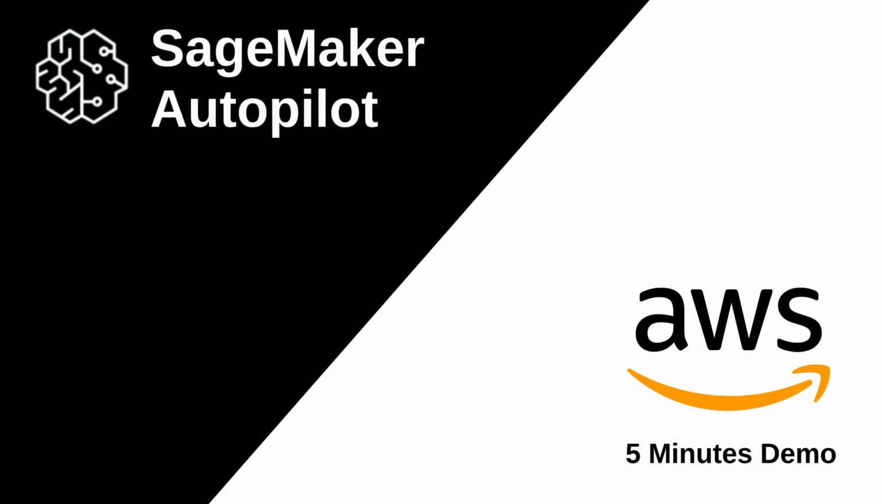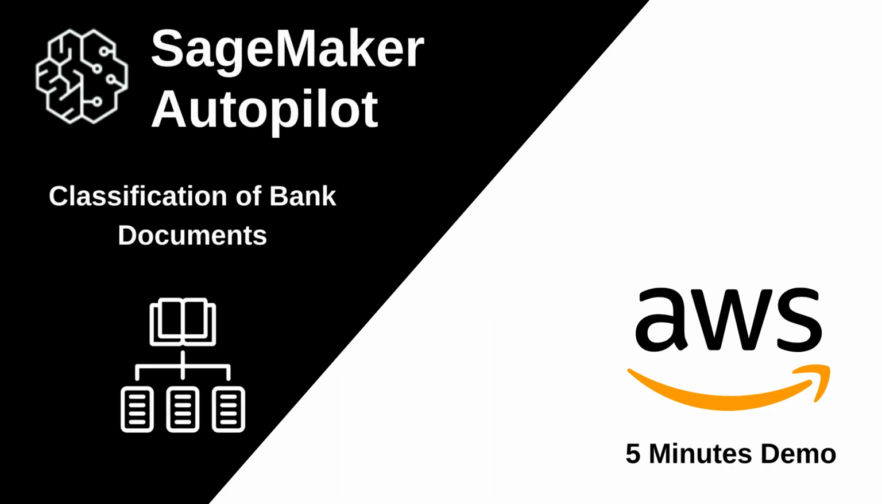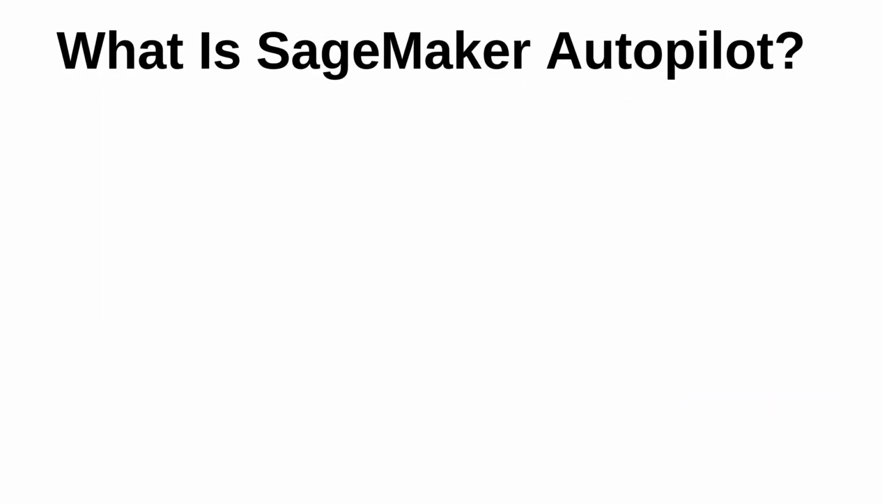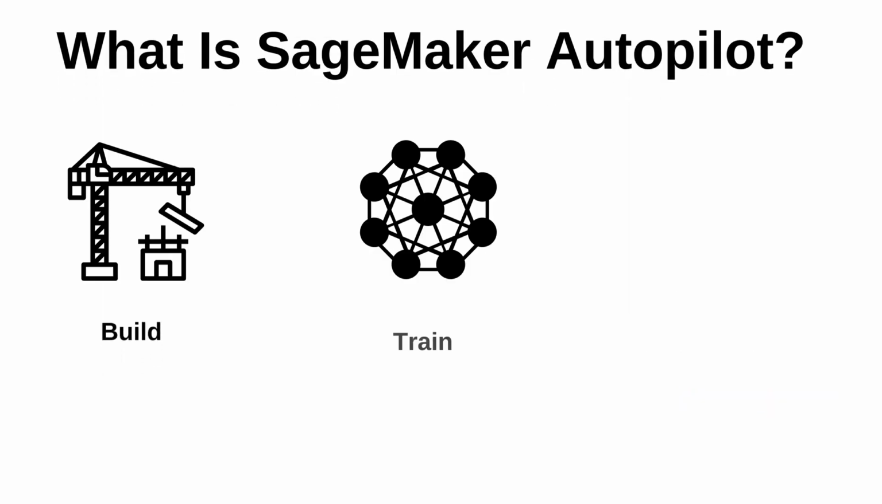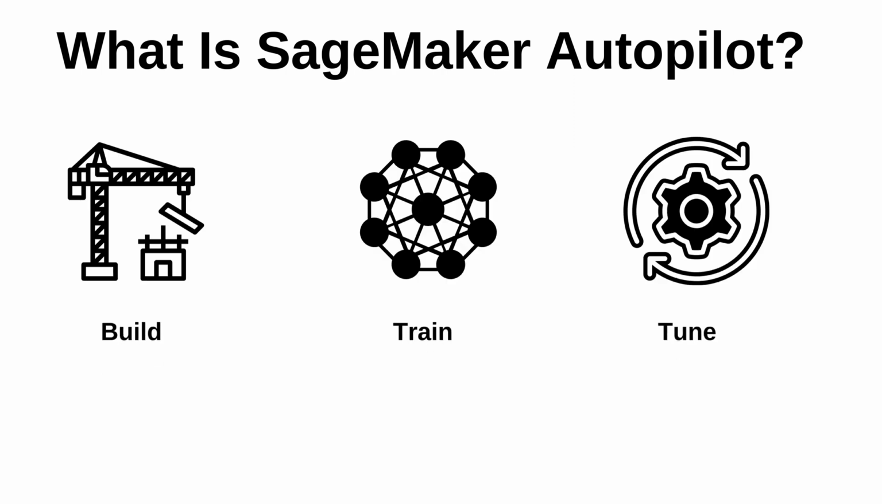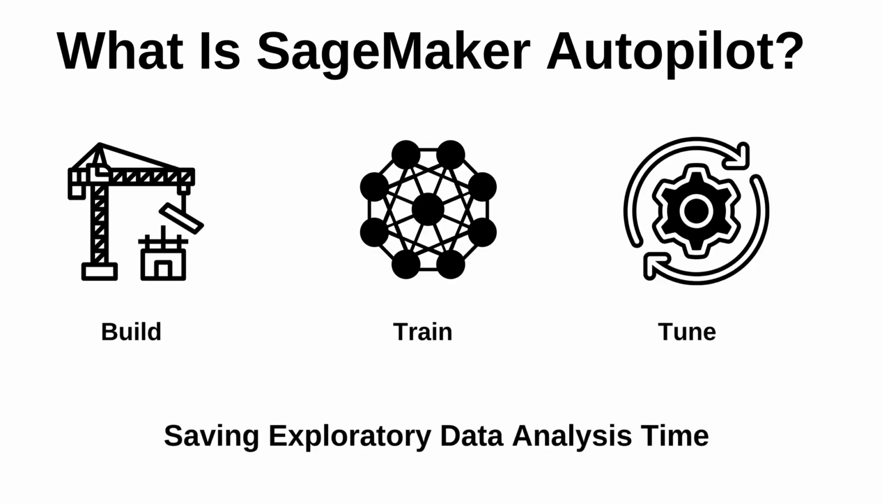Today we will use SageMaker Autopilot in a case of document classification. SageMaker Autopilot is a service which automatically builds, trains, and tunes models based on data. It reduces valuable EDA and helps us save time and scale up.